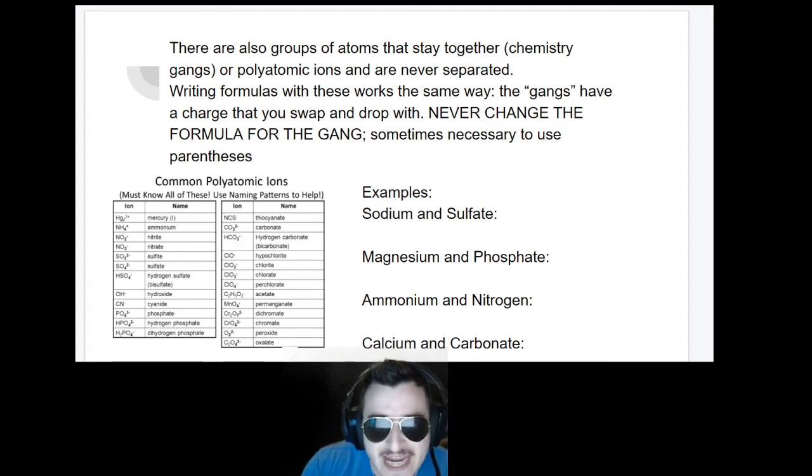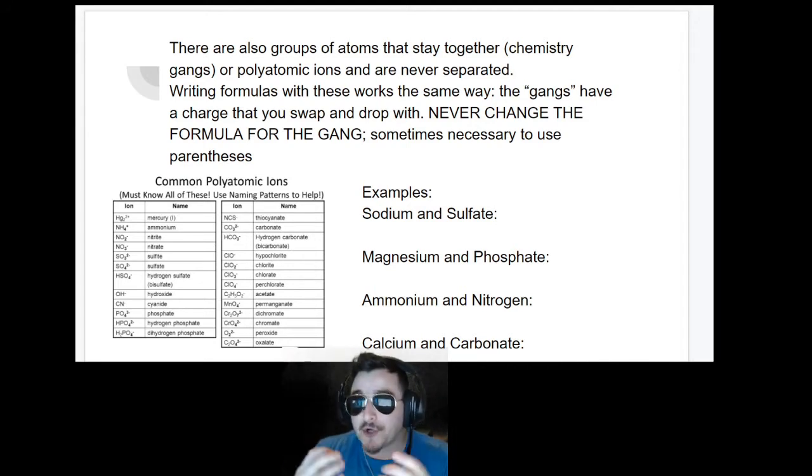And they're not going to change their formula. They're not going to change their makeup. Now, their numbers might go up and down. They might add more of the group, but they're never going to change what they look like. Okay? So, never, ever, ever change the formula of the gang.